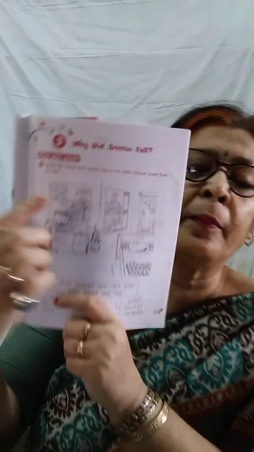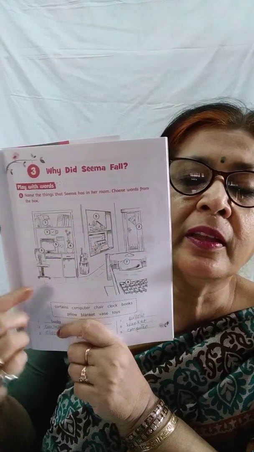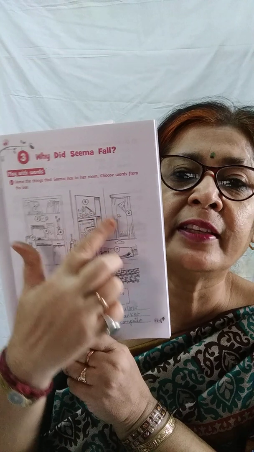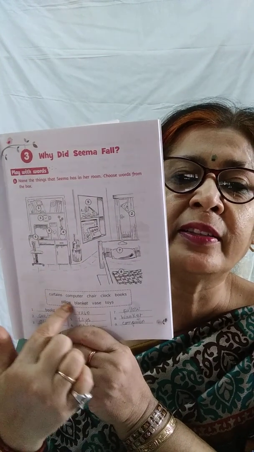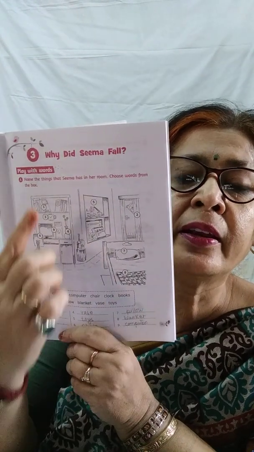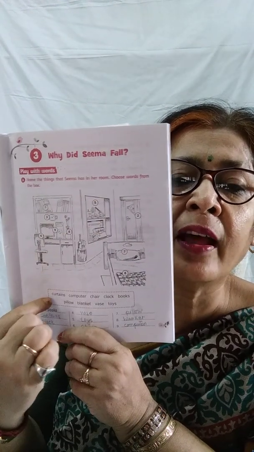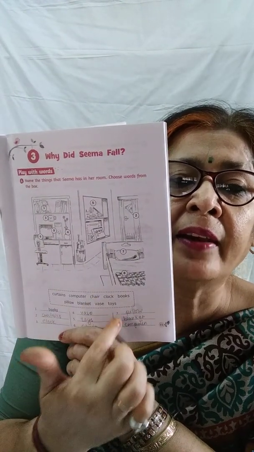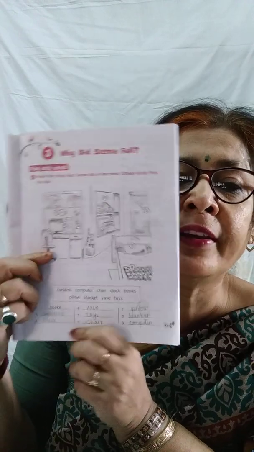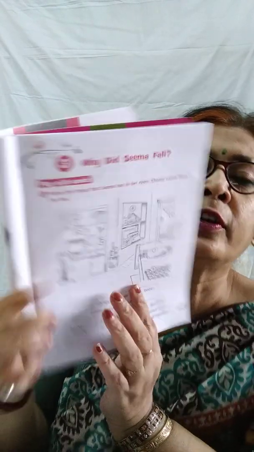Play with words. Chapter 3. Name the things that Seema has in her room. Choose the words from the box. Here are the pictures, and the names are written here. Now you have to see the numbering, see where the answer is, and write it down over here, how I did it. So let's do.